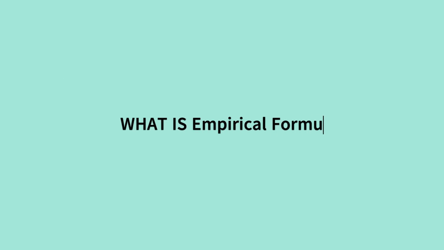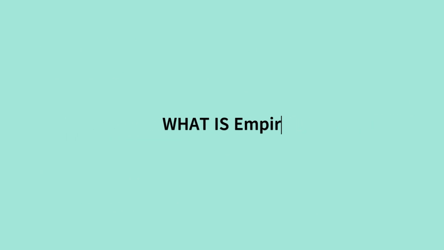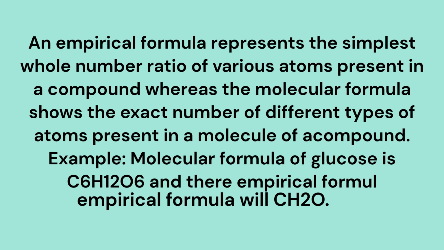What is the empirical formula and the molecular formula? An empirical formula represents the simplest whole number ratio of various atoms present in a compound, whereas the molecular formula shows the exact number of different types of atoms present in a molecule of a compound. Example: the molecular formula of glucose is C6H12O6 and its empirical formula will be CH2O.